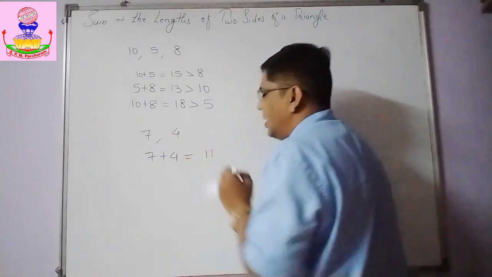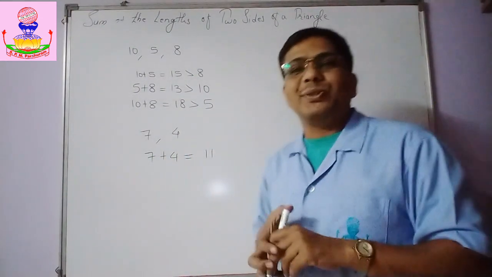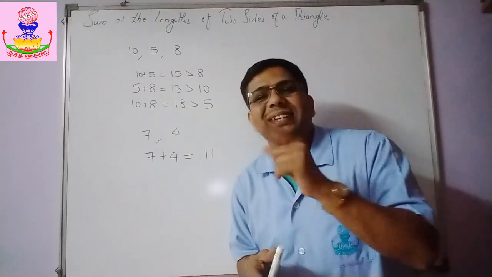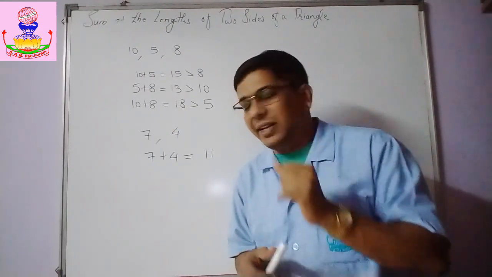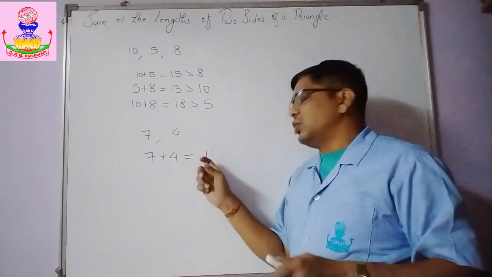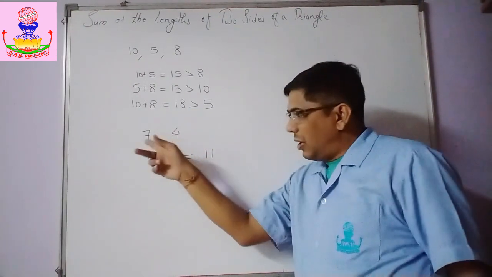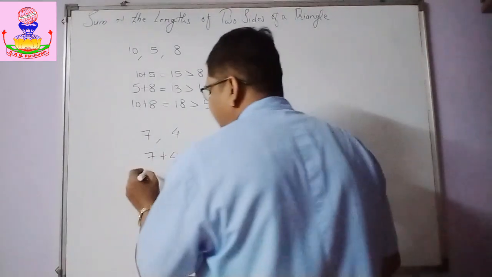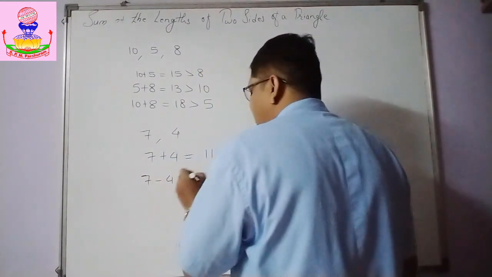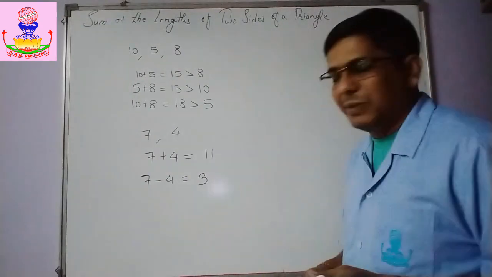So 7 plus 4, 11. Now we know that the sum of the two sides should always be greater than the third side. So definitely the length of the third side should be smaller than 11 centimeter. Now find out the difference. 7 minus 4. Now 7 minus 4 is 3 centimeter.